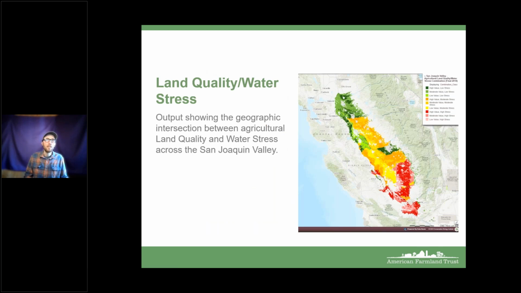And then this is the output of the land water strategy, looking at land quality and water stress. So the darker the color, the higher the quality, and red is high water stress and green is low water stress. And so you can see we do have quite a bit of quality farmland that is highly water stressed in the southern San Joaquin Valley. Next slide, please.